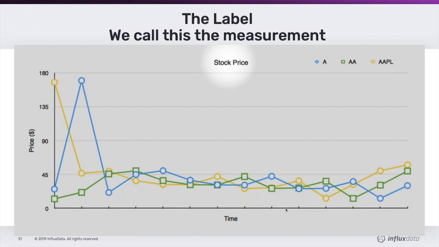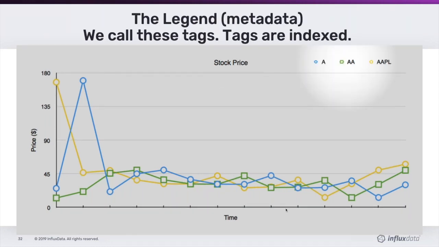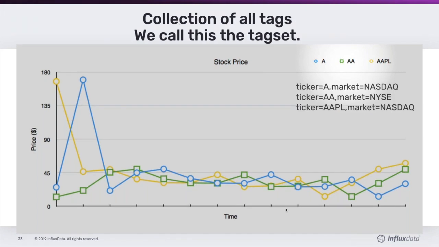In the InfluxDB model, we're going to call that stock price up there, the label that we're measuring, our measurement. The metadata that we're using in this legend, those three stock tickers, we're going to call tags, and these tags are all indexed, so you can query against the tags. We could have more than one tag that we're tracking and indexing, and when we do that, that's called a tag set. So for example, here we're seeing that the stock ticker A is in the New York Stock Exchange or the NASDAQ, AA is in the New York Stock Exchange, and AAPL is in the NASDAQ as well.